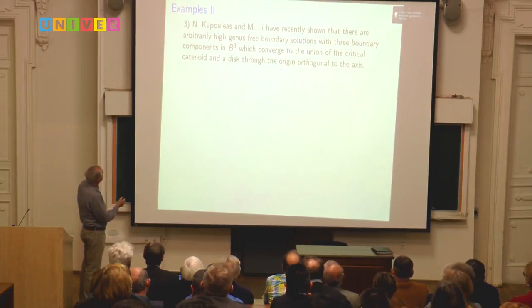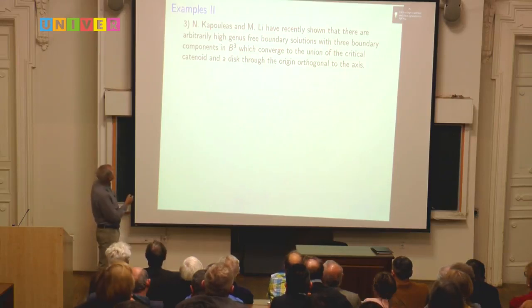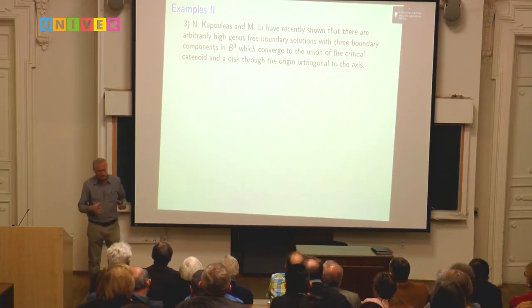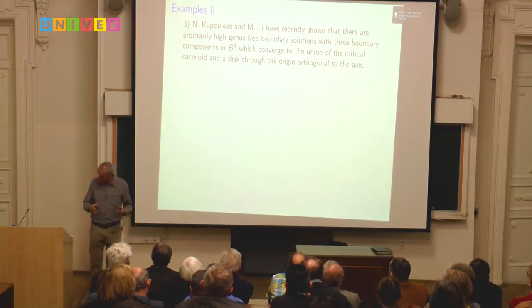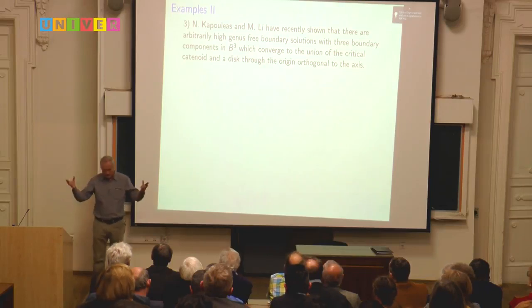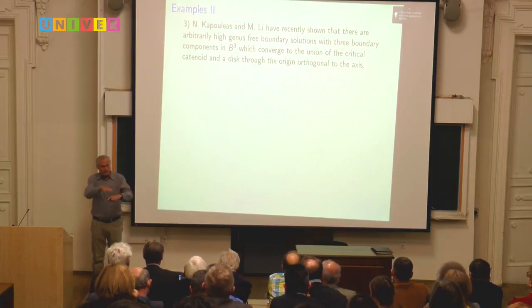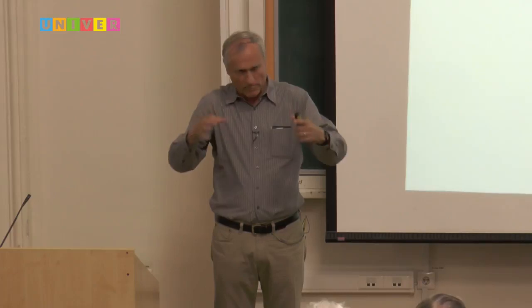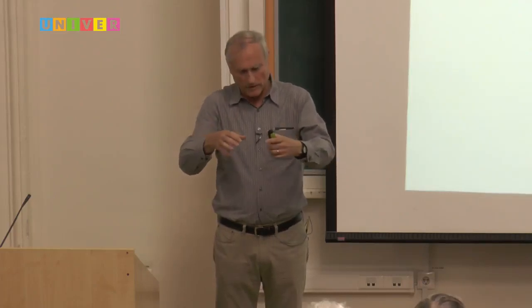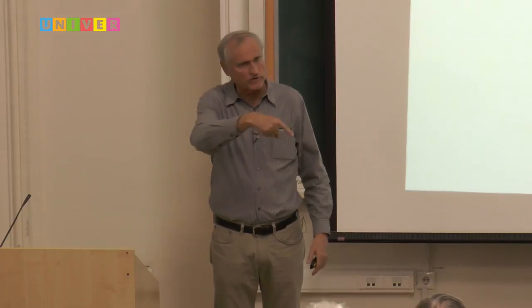So there have been some other surfaces constructed. There's a construction of Kapouleas and Li, which constructs arbitrarily high genus free boundary minimal surfaces with three boundary components. So the idea, and I don't have a blackboard here, is that you take the critical catenoid, so that's a solution, and you take a disk through the origin, which is perpendicular to the axis of the catenoid. And so that gives you a free boundary solution with three boundary curves, just the three circles on the boundary, and it's immersed. That means it has a curve of self-intersection.